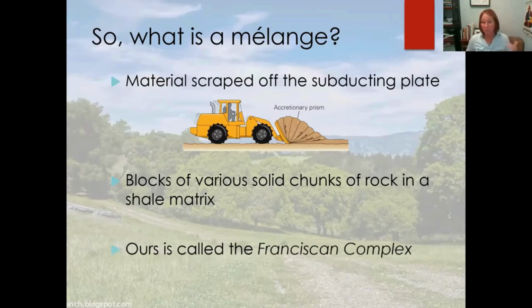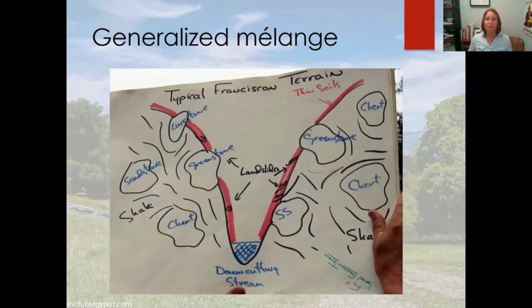Our mélange here in California is called the Franciscan Complex or the Franciscan Formation. It's named after the Franciscan monks. So this is a diagram. Obviously, I took a picture of somebody's illustration. This was a diagram by Tom Anderson, who's an emeritus SSU geology instructor, of what a generalized mélange deposit would look like.